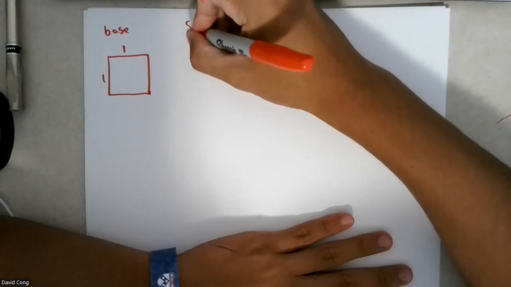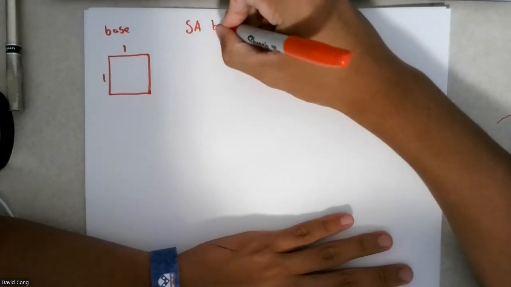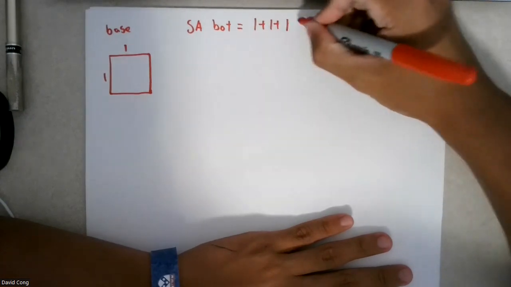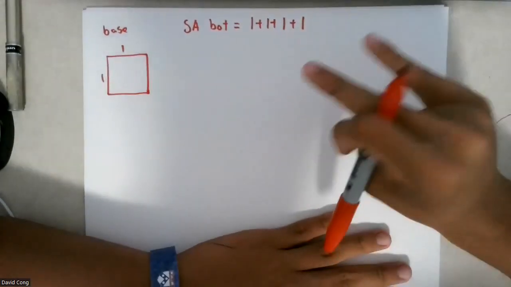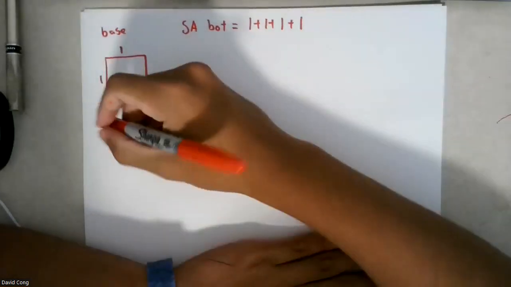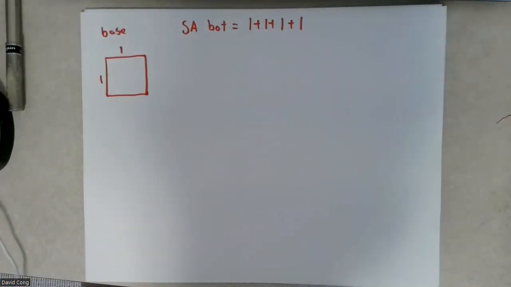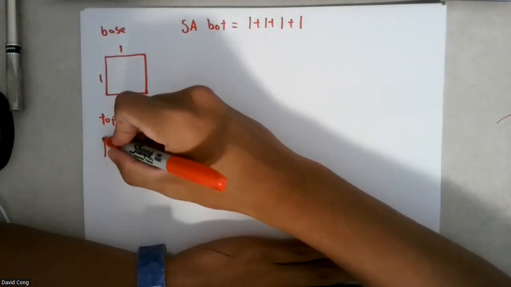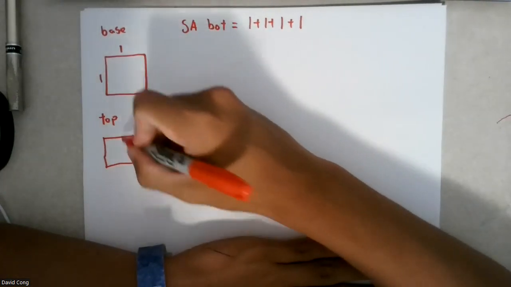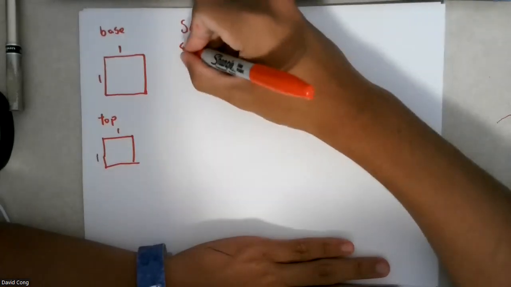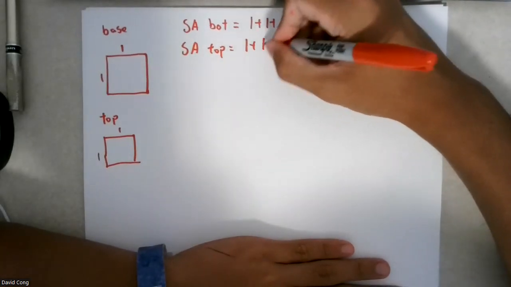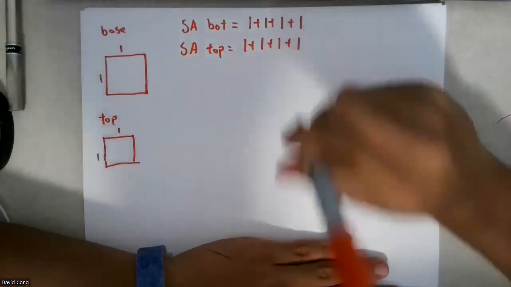So let's check the surface area of the bottom. What is that? 1 plus 1 plus 1 plus 1. Now let's look at the top. The top is the exact same thing as the bottom. Every single one is a 1 by 1. So the surface area of the top equals 1 plus 1 plus 1 plus 1.